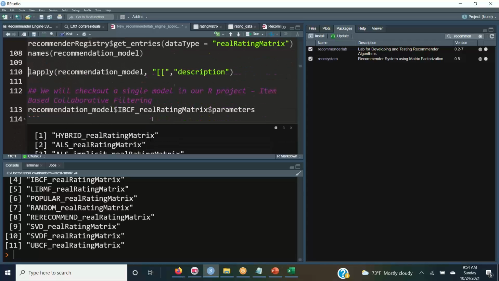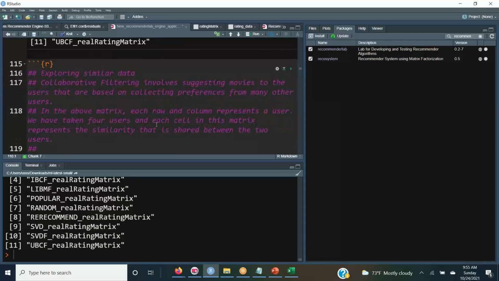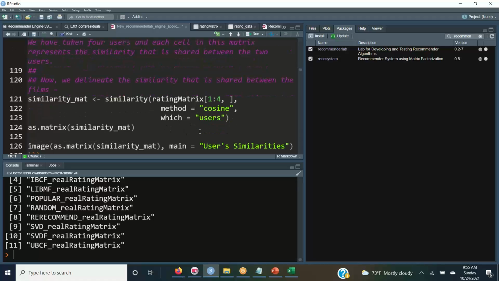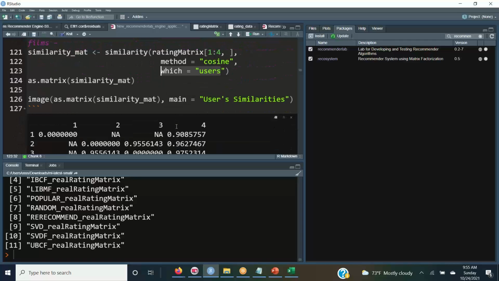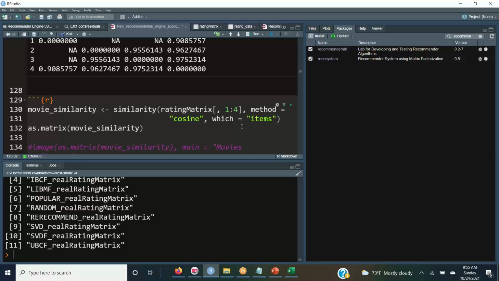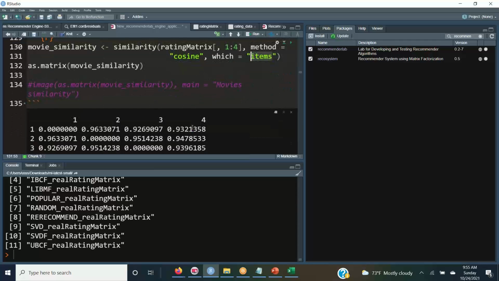And then after that, I show you some similarity calculation. I can use the rating matrix even though it is an S4 object. I can use it along with the similarity functions. I'm basically calculating similarity measures based on users, and I can also do it based on items. Either way is okay. So there is item-based collaborative filtering and user-based collaborative filtering.